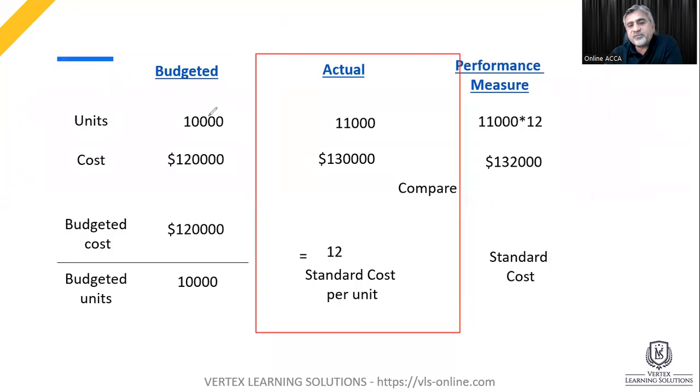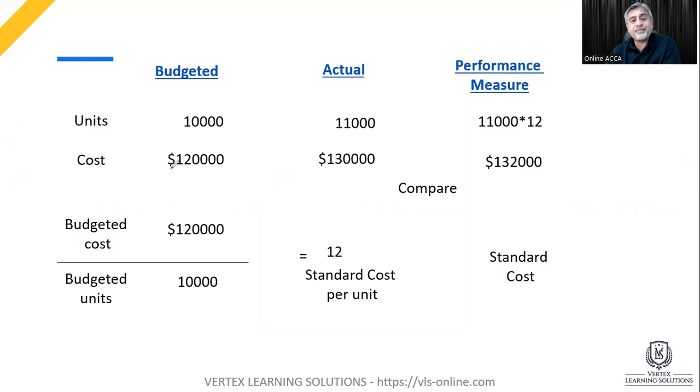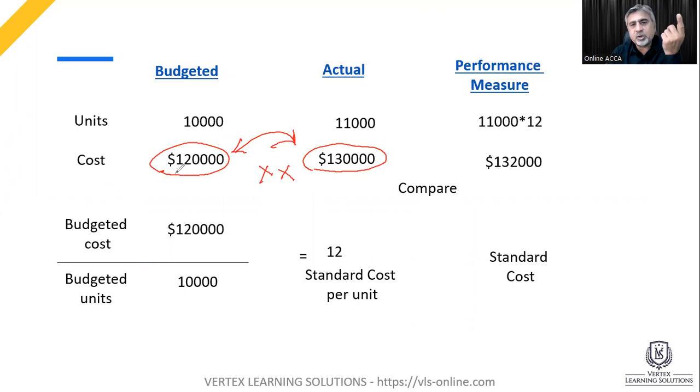Instead of producing 10,000 units, you produced 11,000 units. Bravo. You did well. You produced more units. But then your cost was also more, $130,000. So while producing 1,000 additional units, you actually spent $10,000 more. Now I cannot compare these numbers. My budget was $120,000, but actually I spent $130,000. Can I compare these two numbers? The answer is that we cannot, because $120,000 was supposed to be for 10,000 units.